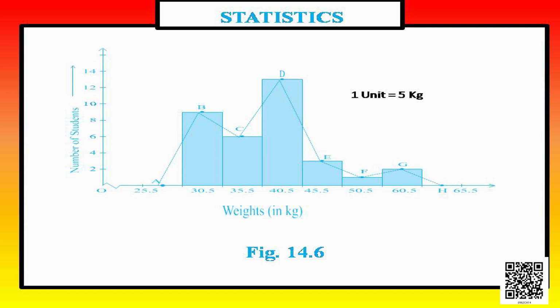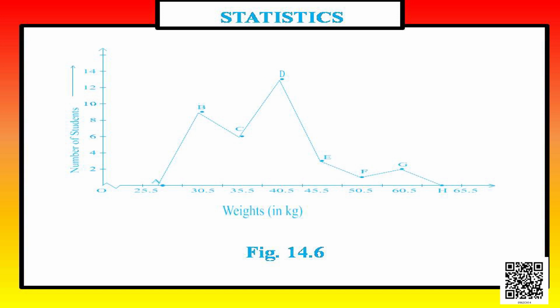And now we join all these points, that is A, B, C, D, E, F, G and H. After joining these points, we rub this part, that is the part which is drawn as a histogram. We are left with the straight lines joining the middle parts of all the bars. This one is called your frequency polygon. I hope it is clear to you all.